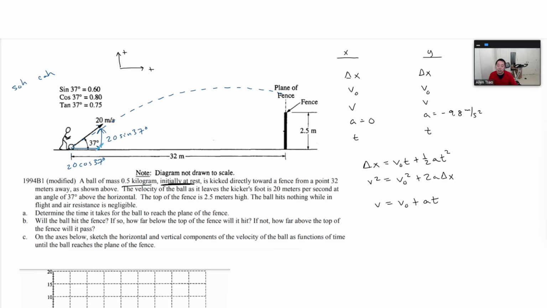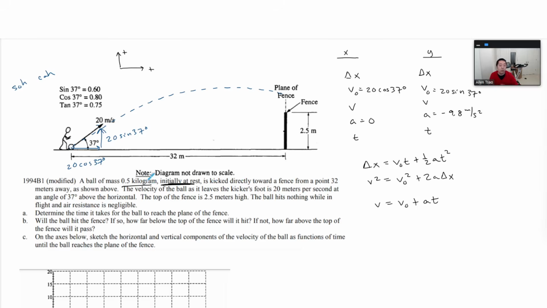So now these are the initial velocities in the x and y direction. Now this one is to the right, and we said right was positive, so that's the x direction. So the initial velocity to the right is 20 cosine 37. The vertical component of the initial velocity is upward, right? The arrow's upward, and I said up was positive. So this would be positive 20 sine 37 degrees.